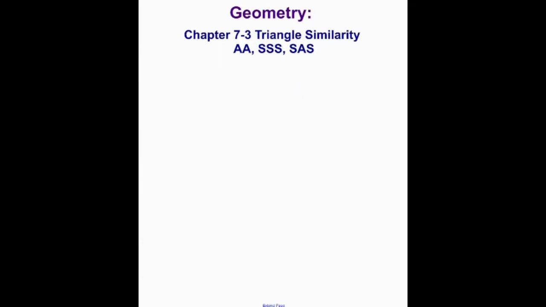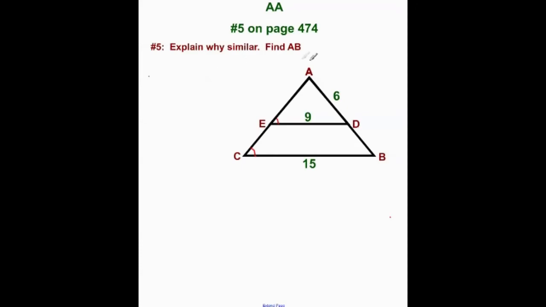Let's take a look at our first example. Here we have: explain why similar, and find the measure of AB given this situation. We have 2 triangles, a small triangle right here and a much bigger triangle. We're given that these 2 angles right here are congruent. And this angle up here is congruent to itself by the reflexive property, angle A is congruent to itself. So using one of the theorems, we can prove that these 2 triangles are similar.